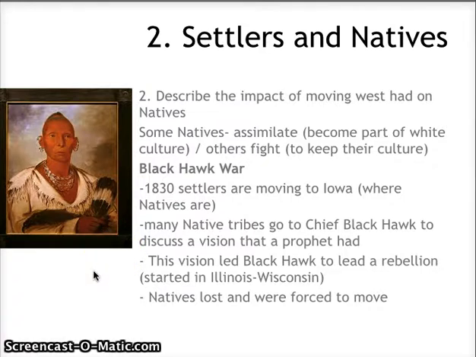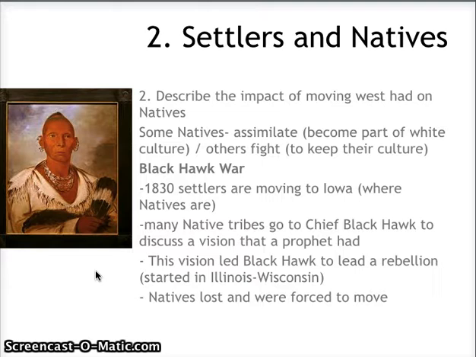In 1830, settlers are moving into what is today known as Iowa. Now, Iowa has many different tribes there. Many tribes end up going to Chief Black Hawk to discuss a vision that a prophet had. Now, this vision basically stated that Black Hawk was going to lead a rebellion. And so, Black Hawk ends up leading a rebellion. It starts in Illinois, it moves to Wisconsin, and also parts of Iowa.